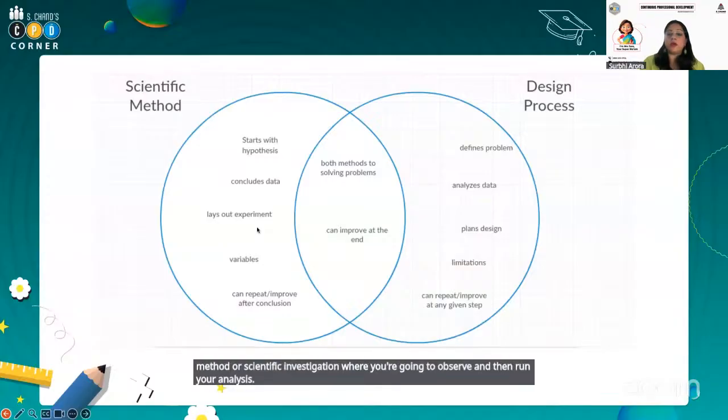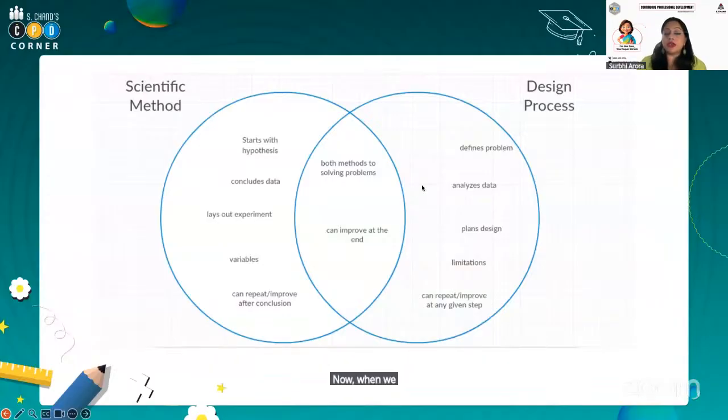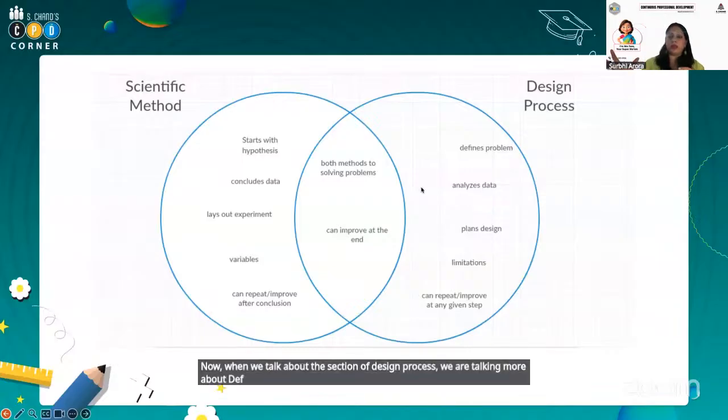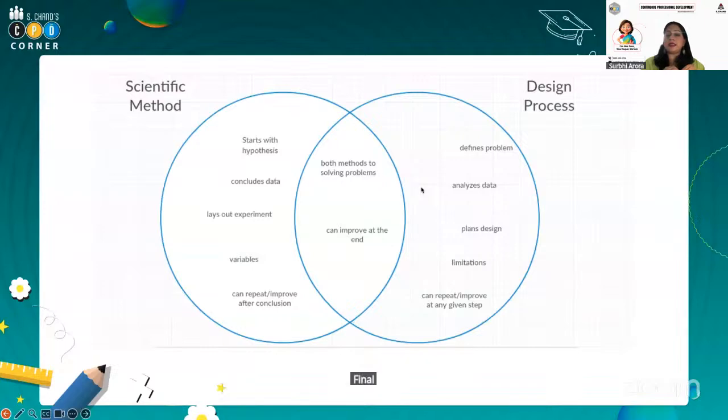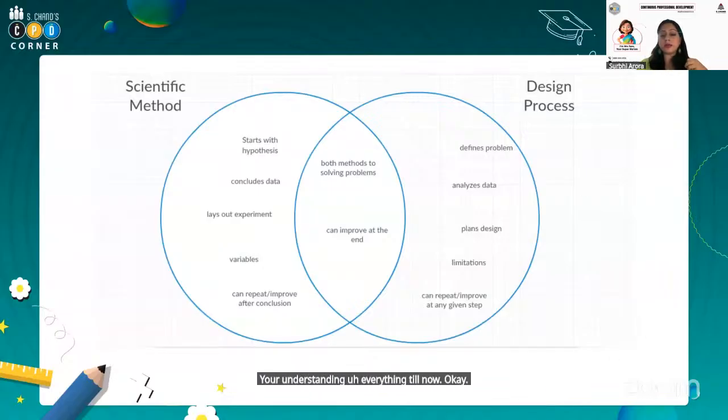Now, when we talk about the design process, we're talking more about defining a problem, looking into some data, and then making some designs and making changes in the designs again and again to get the final design, which is a very good final product. I hope I'm clear and you're understanding everything till now. Okay, so let's look at some examples to understand it in a better way.